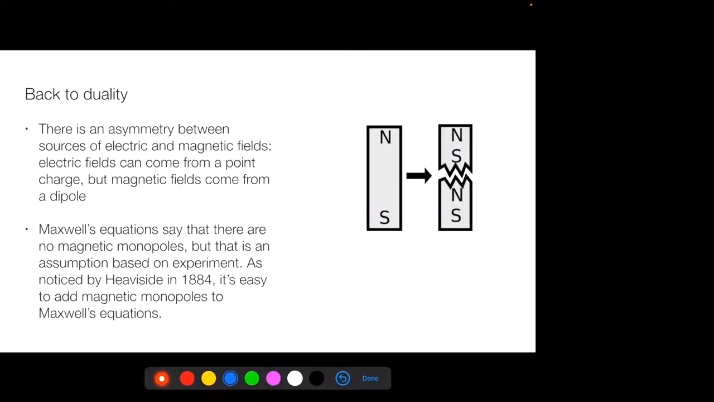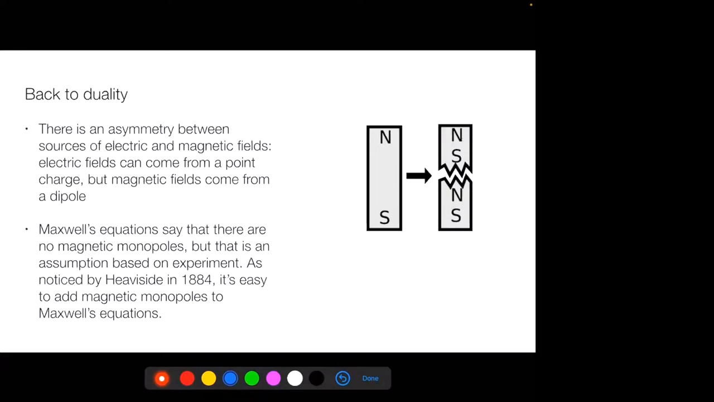You end up with two smaller dipole magnets. So that's a little weird, right? Because in a lot of ways, electric and magnetic fields are kind of the same, but there are electric monopoles, which are electric charges, but magnetic dipoles, north-south poles. And Maxwell's equations say that there are no magnetic monopoles, but that's an assumption that's based on experiment. Maxwell didn't see them, we don't see them, so we don't put them in.